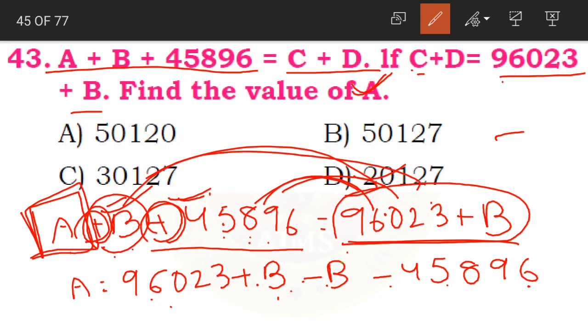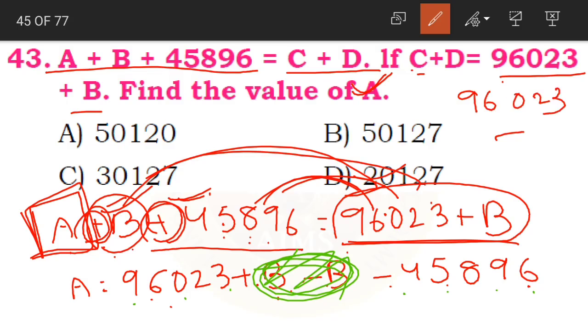Now what are we left with? This is 0. Okay, so this is gone now. 96,023 minus 45,896. Now let us do that. A is equal to that, right? Yes. 96,023 minus 45,896. Now 3 minus 6 is not possible, so we will borrow.